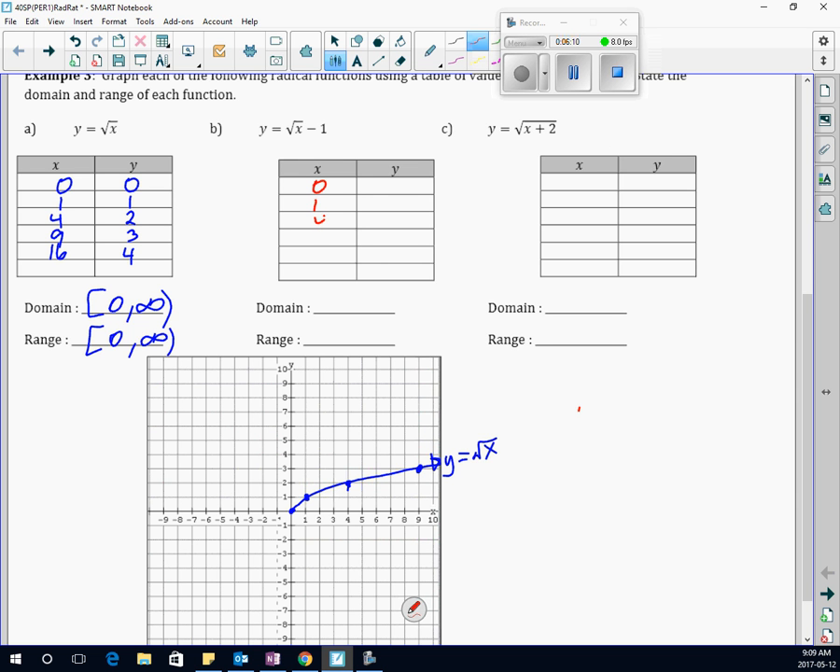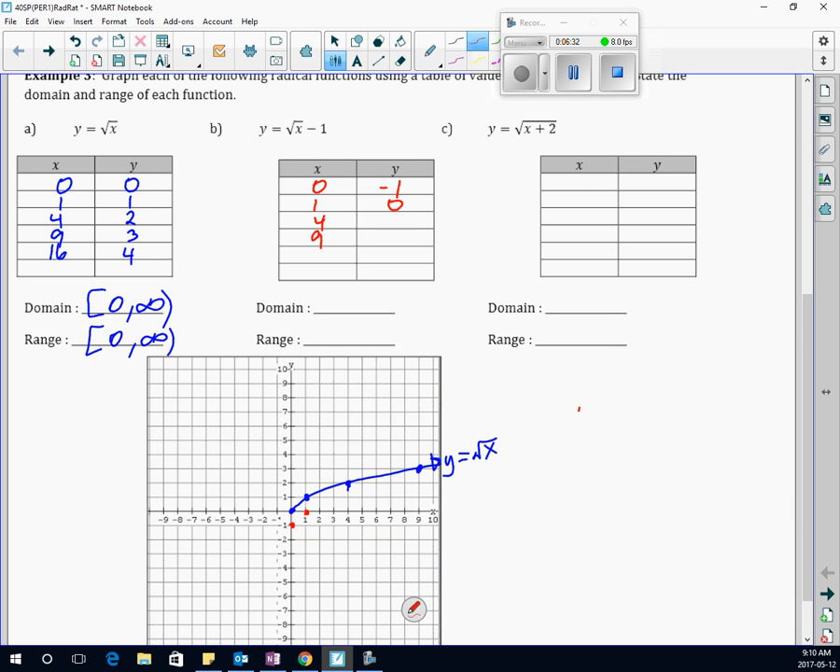0, 1, 4, 9. So if 0 goes in, the square root of 0 is 0. 0 minus 1 is minus 1. So do you see it's going down 1? 1 goes in, the square root of 1 is 1. 1 minus 1 is 0. So that gets shifted down 1. So you're absolutely correct, the person that said it gets shifted down 1.